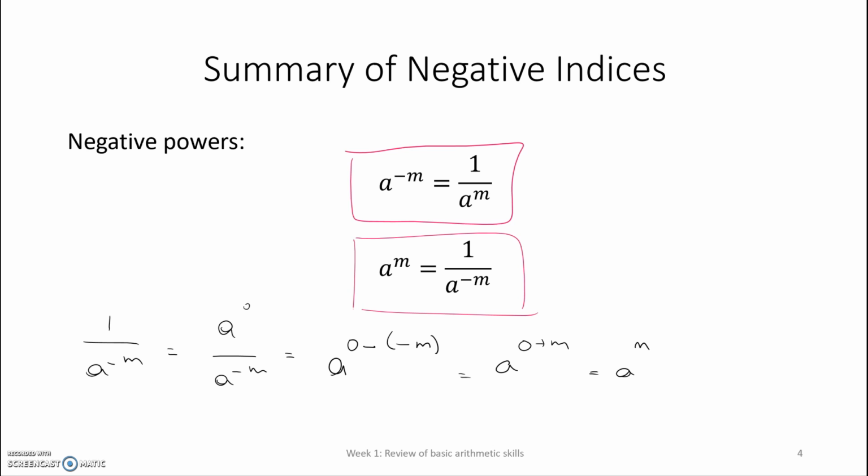So you can prove it in your head. You don't need to prove it, but just learn those two, that a to the negative m is 1 over a to the m, and a to the m is 1 over a to the negative m. We could have written it like that, and then you're dividing by a fraction, so it would be 1 times, now invert and multiply, so we've got the same answer. So whichever way you come at it, it's the same.